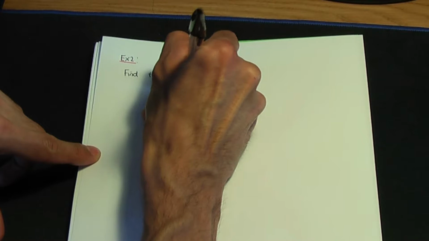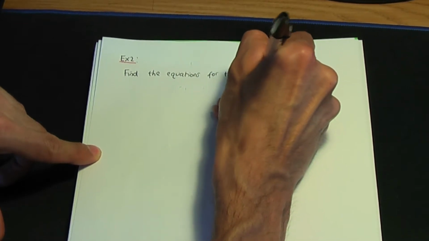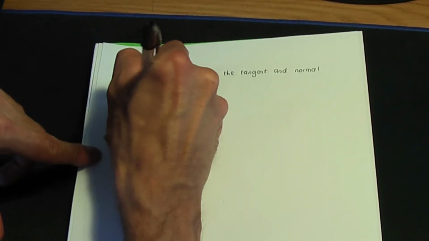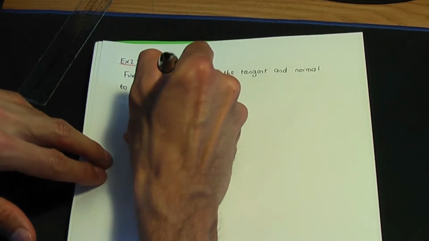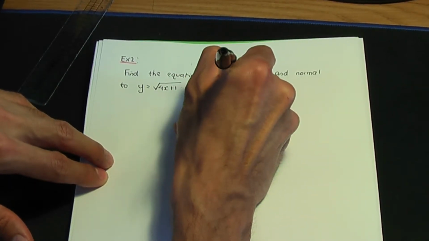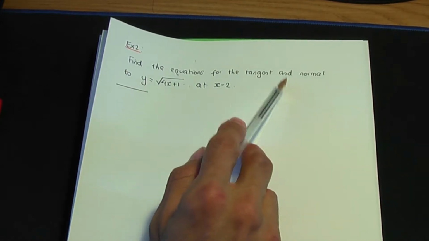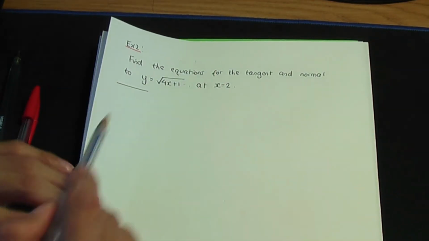Let's find the equations of a tangent and normal to a curve. Here's an example. Let's find the equations for the tangent and normal to the curve with equation y equals the square root of 4x plus 1 at the point where x equals 2. So let's find the equations of both the tangent and normal to this curve, y equals the square root of 4x plus 1 at x equals 2.